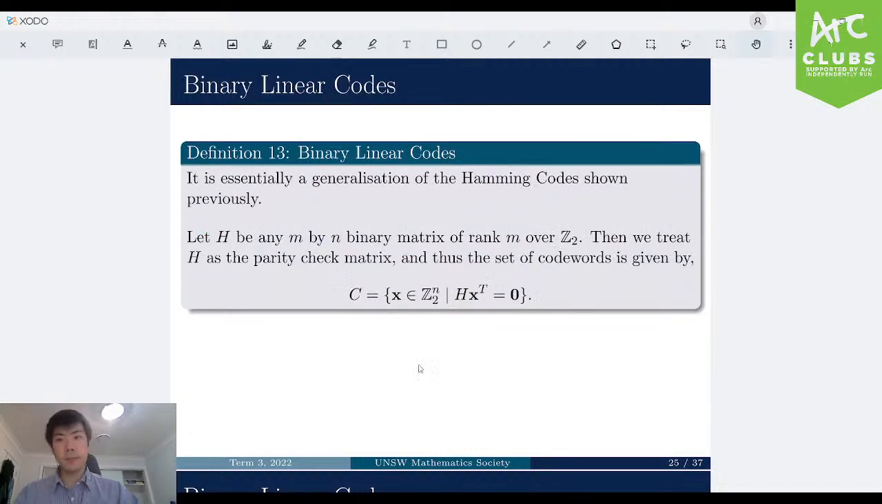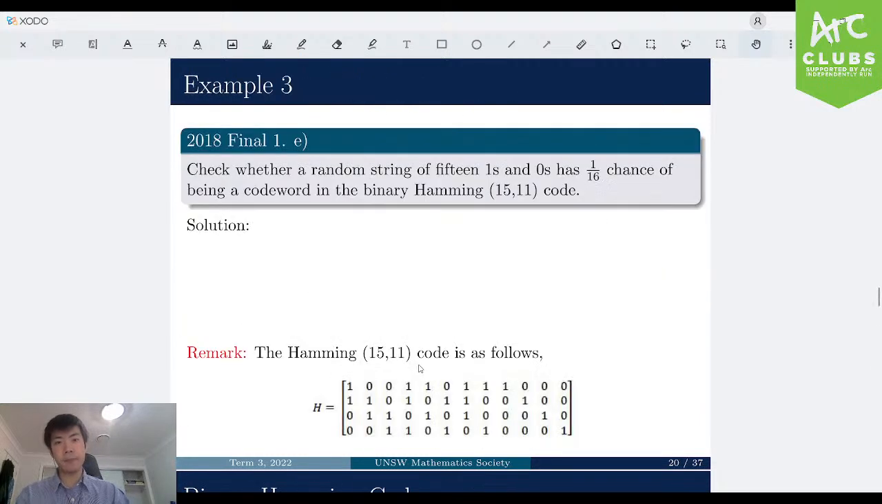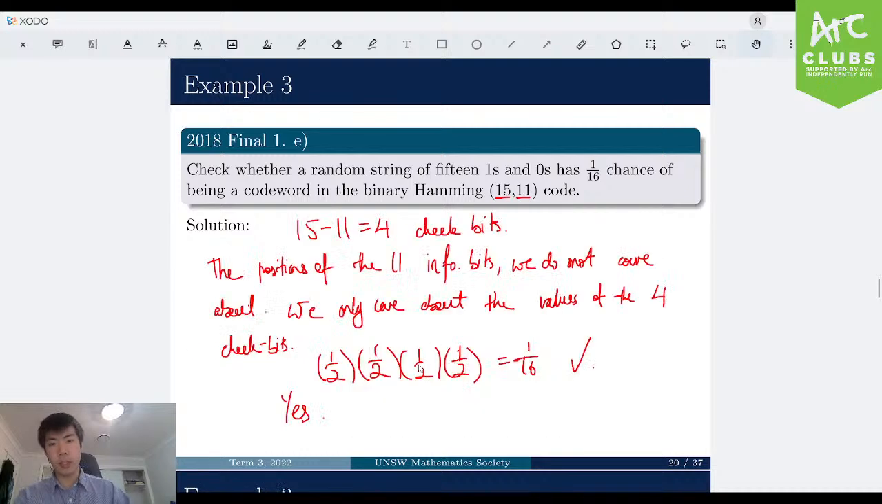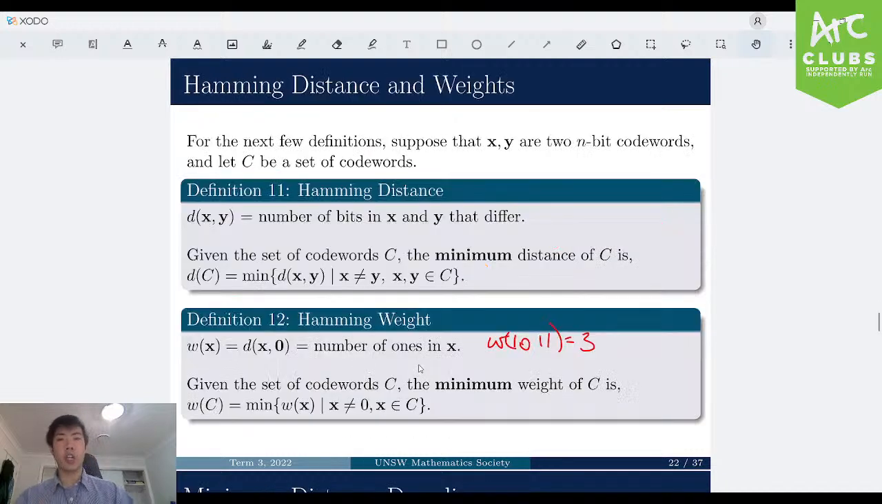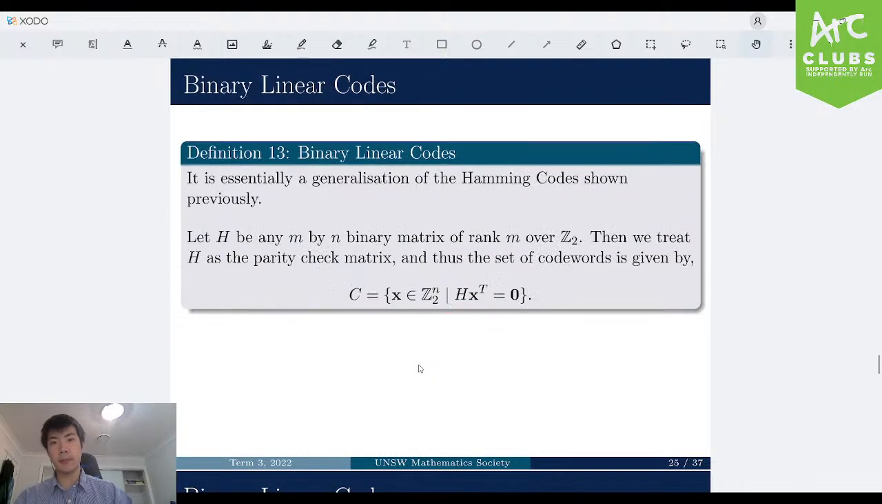Binary linear codes. It is essentially a generalization of the Hamming codes shown previously, right? So instead of having these specific looking matrices, like for example the 15-11 matrix or the 7-4 matrix, you just in general have a parity check matrix. But they work very similarly, because your set of code words comes from all of the x's such that when you multiply the matrix by your vector, you get the 0 vector.